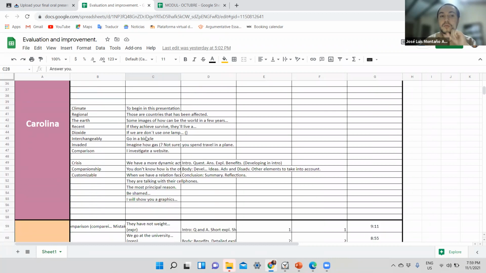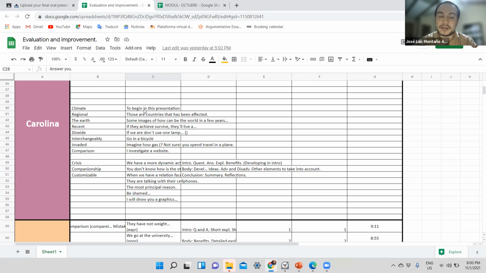Okay, and here we have more. Climate, regional, the earth, recent, dioxide, right? Or dioxide, interchangeably. Invaded, comparison, crisis, companionship, and customizable. All right, customizable. To begin with this presentation, right, or to begin with, I like to, and you may say something different.